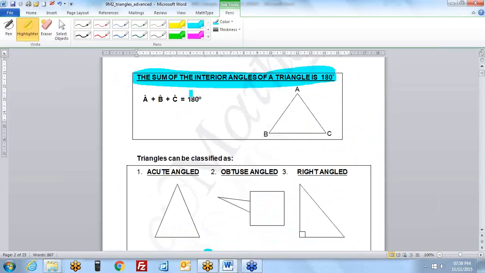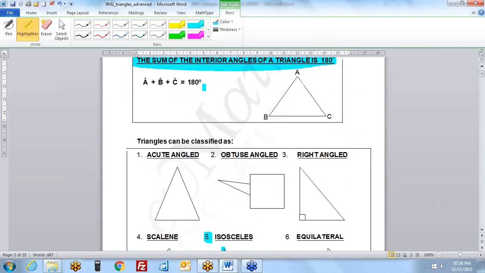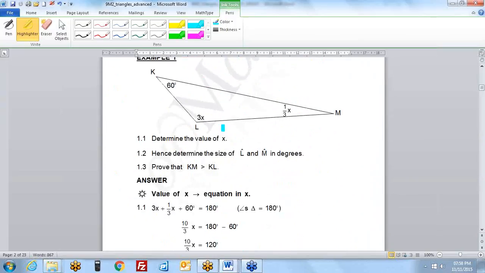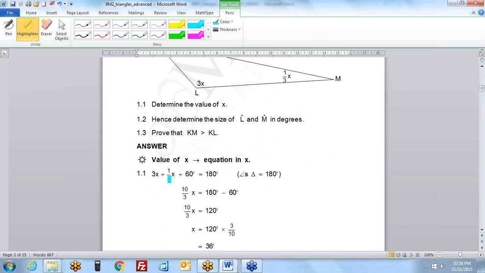So firstly, you're going to use this rule where all the interior angles of a triangle add up to 180 degrees. We're going to add all three angles: 3x plus 1/3 x plus 60 degrees equals 180, and then very importantly your reason will be the angles of a triangle equals 180 degrees. So it's very important that you give the correct reason. The reason is extremely important.